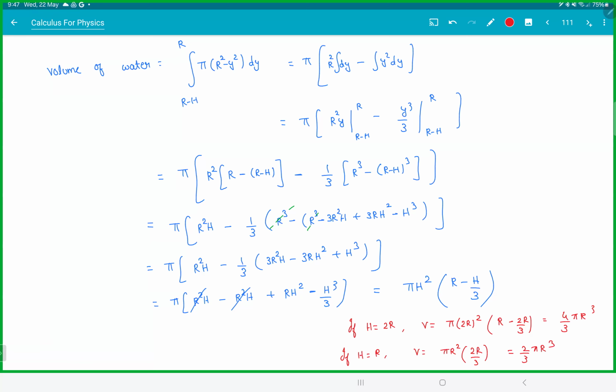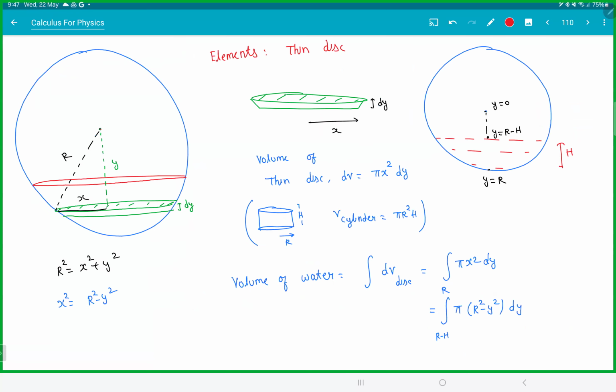In the exam you'll have options like this. Options will be given like this: pi h square into r minus 2h by 3, pi into r square into r minus 2h by 3. They'll give different options like this. So when you keep substituting values, you'll get different answers. So I'll just write down the answer here.